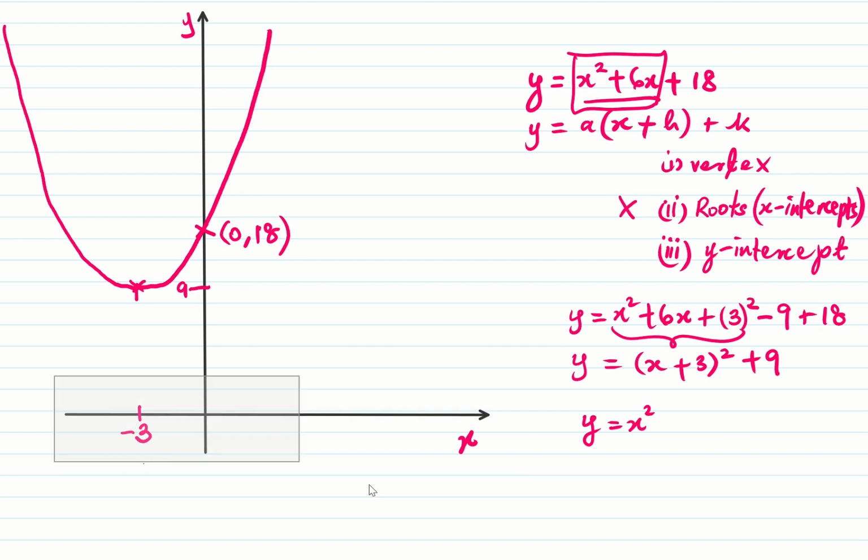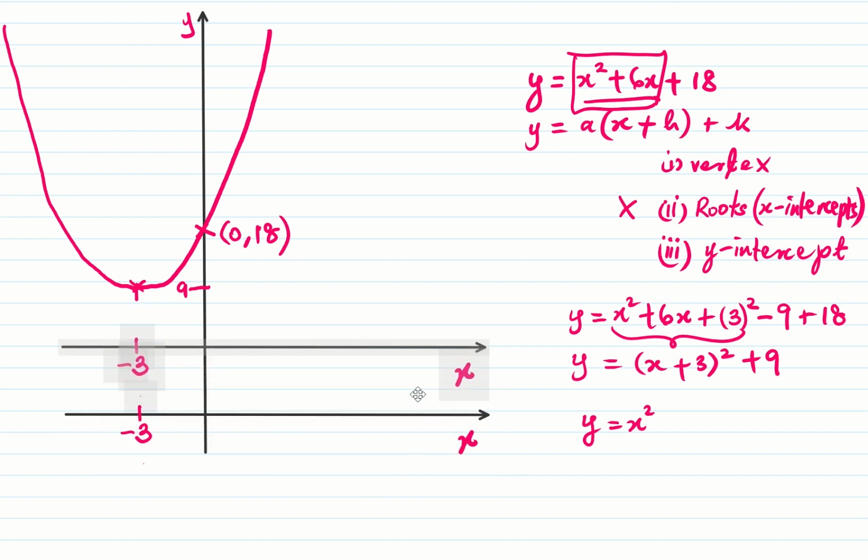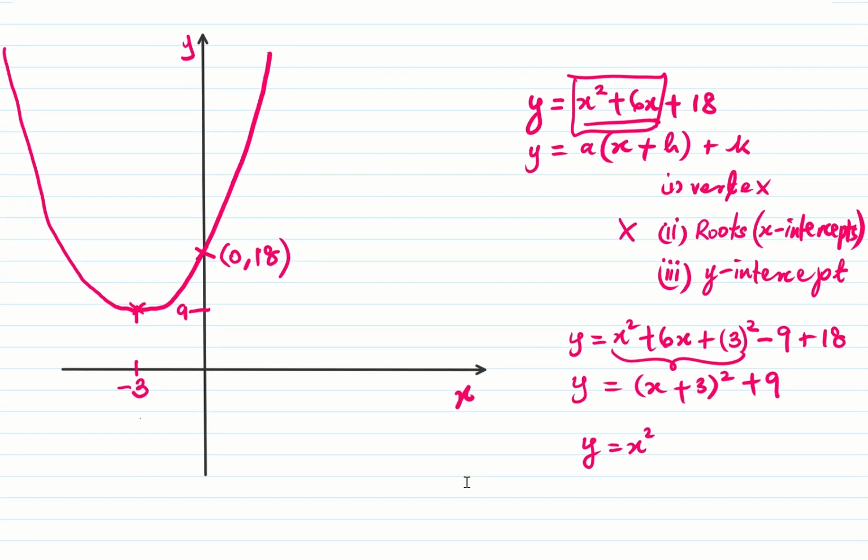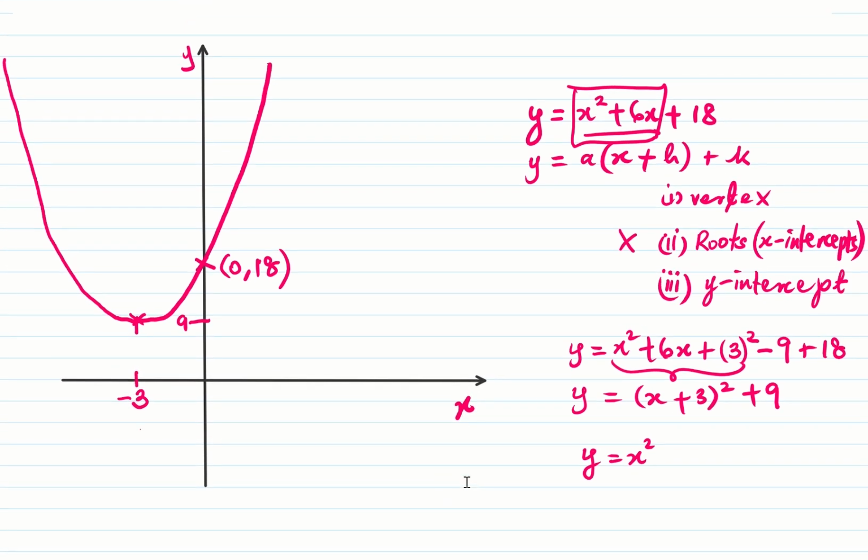Probably should leave this up a bit because 9 seems so far away from 18. That will make more sense. Okay, so that is our y equals (x plus 3) all squared plus 9. If you want to see how that is truly graphed, you can always use a graph plotter online.